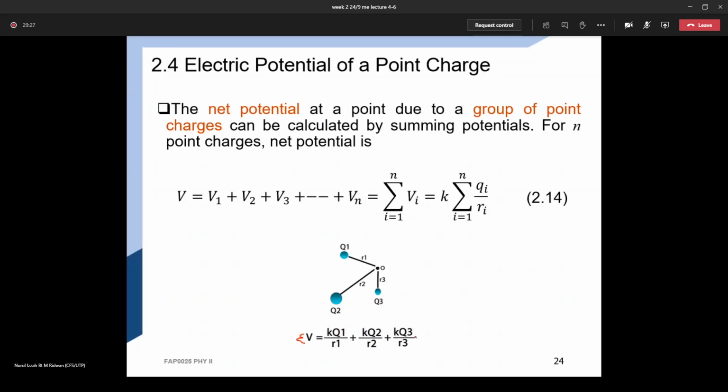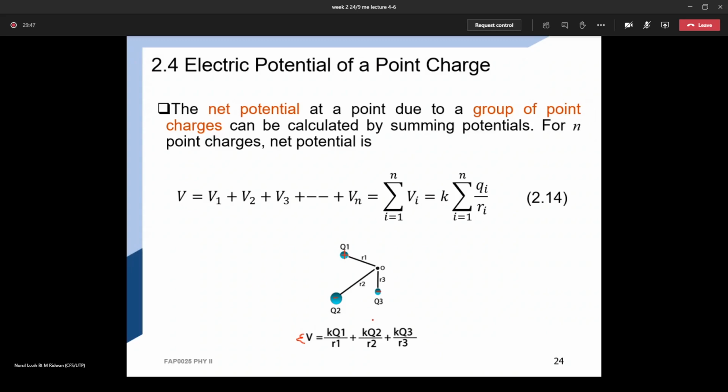Let's say, I'm giving you one example. Let's say Q1 is positive, Q2 is negative, Q3 is negative. Then what will happen? You don't need to check the direction. I told you this just now.